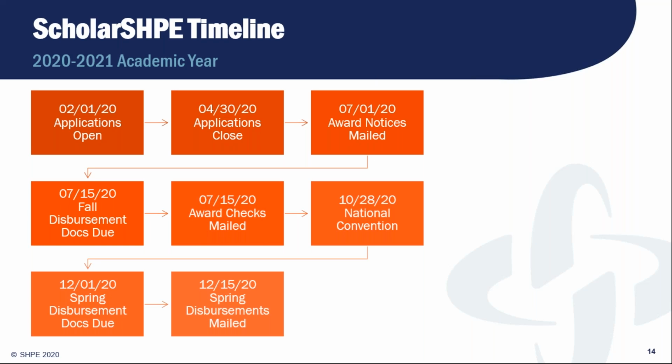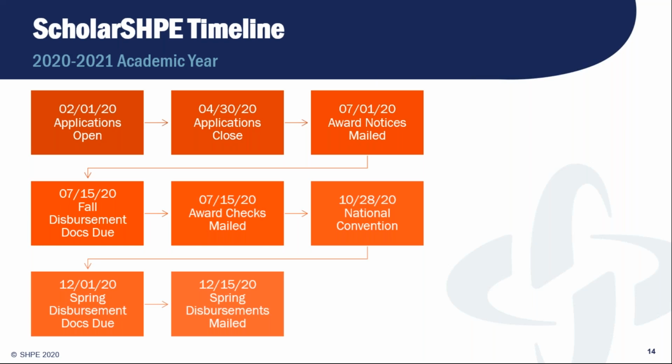And so there are documents that we require, mostly a transcript and a registration copy, in order to send the spring disbursement. So once you send that over to us, we start sending out your spring disbursements December 15th. So again, this is much earlier, by a few months, than what we have done in the past.